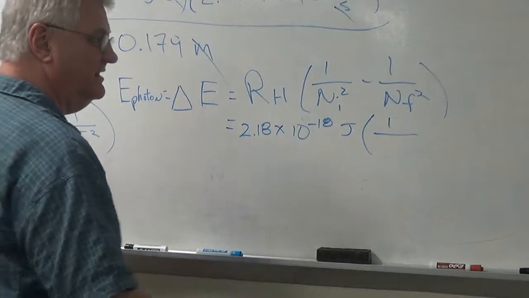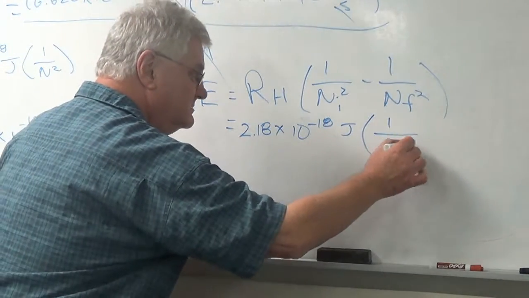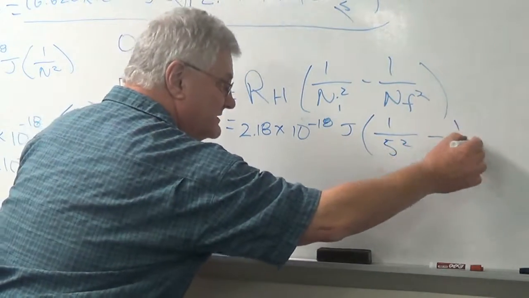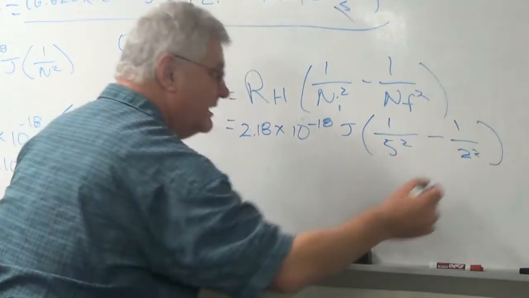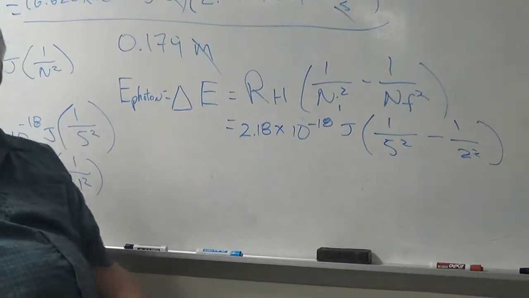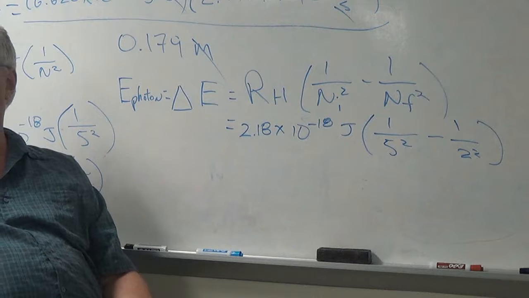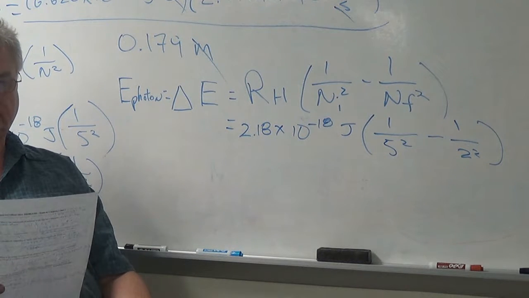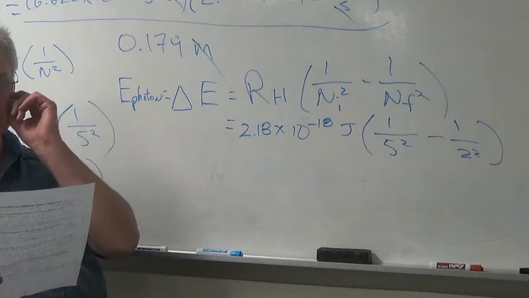It was initially in the 5th energy level. It ended up in the 2nd energy level. Okay? Everybody see how we got this? Now this is the energy of the photon. Okay?